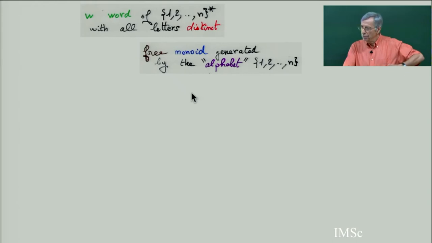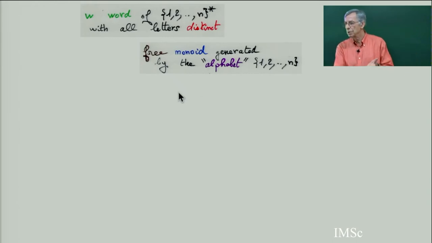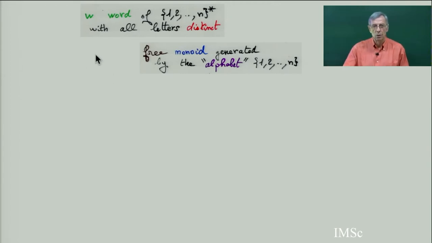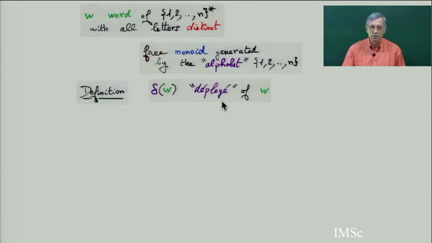So if you want to define the reverse bijection, if you give me a permutation, how do you construct the increasing binary tree? I will denote by W any word in the letters 1 to n. When I put a star, this is the free monoid generated by an alphabet. We have seen this in part 1 also. It's any word in these letters with distinct letters. Then I define the déployé.